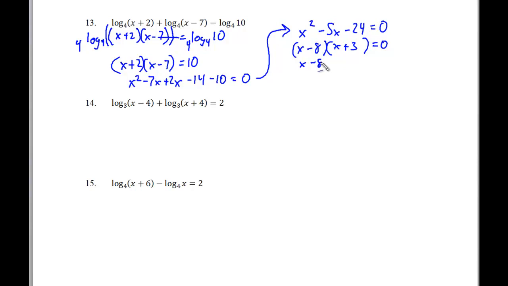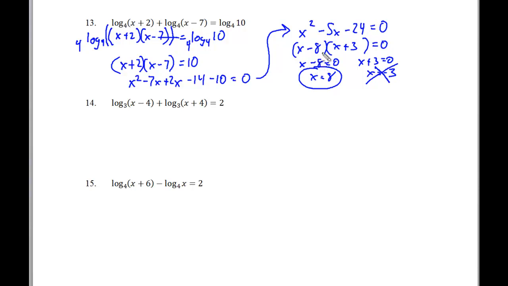This means I have an answer of x minus 8 equals 0, or x is equal to 8, and here x plus 3 equals 0, or x is equal to negative 3. Now this is not an acceptable answer. The reason why is because if I put negative 3 plus 2 into the problem, or negative 3 minus 7 into the problem, I get a negative log. The x inside of the log is negative, so that means it doesn't work because it breaks the domain restrictions that the value of x inside of these has to be positive. So x equals 8 is the correct answer to the problem.